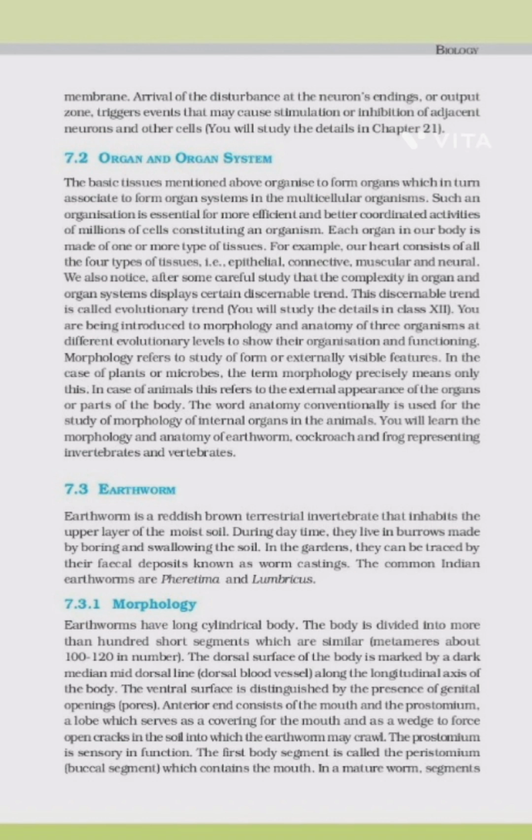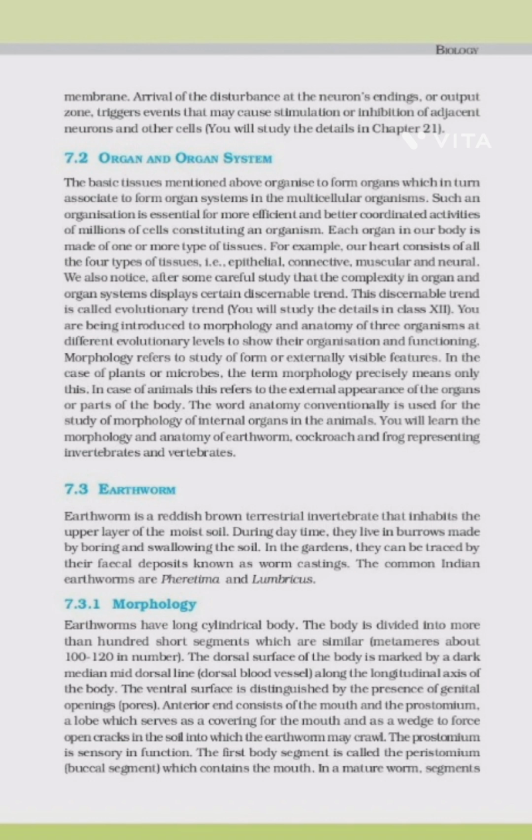You are being introduced to the morphology and the anatomy of three organisms at different evolutionary levels to show their organization and functioning. Morphology refers to the study of the form or the external visible features. In case of plants or microbes, the term morphology precisely means only this. In case of animals, this refers to the external appearance of the organ or parts of the body. The word anatomy conventionally is used for the study of the morphology of the internal organs in animals. You will learn the morphology and anatomy of the cockroach, earthworm, and frog, representing the invertebrates and the vertebrates.